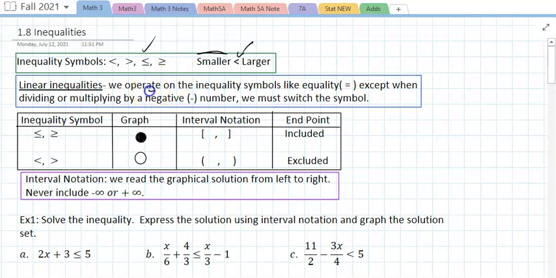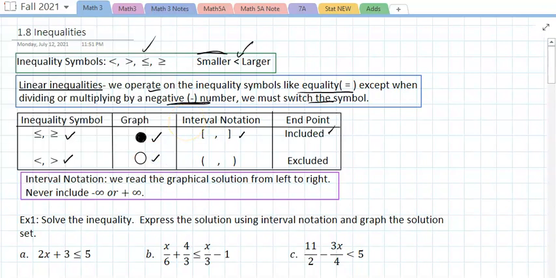We operate on the inequality symbols like we do an equal, except when you divide or multiply by a negative, you must switch the symbol. Keep in mind those 2 symbols, less than or equal, greater than or equal. Graphically, you will fill in the dot. Interval notation, you would write a bracket. That means it's included. Less than, greater than, strictly with no equal.